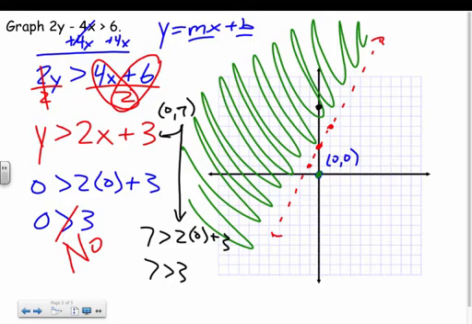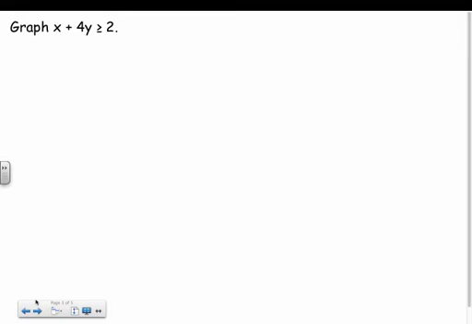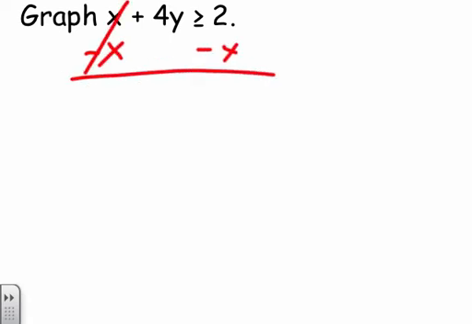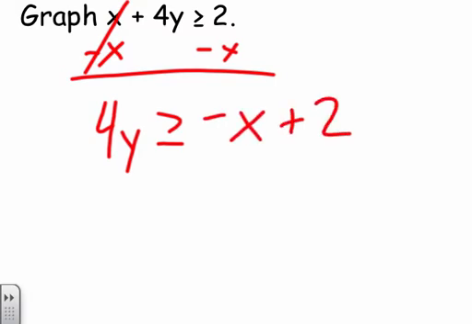Let's try another example. I know I did a lot of explaining there. This time I won't explain as much. I'm just going to do the problem. So same thing. We want to get y by itself. We want to get it in slope-intercept form. I'm going to go ahead and subtract x from both sides. And I'm left with 4y is greater than or equal to, well, let's put my x first. So negative x and a positive 2. I always keep that sign in front. Then to get y by itself, we divide by 4. Remember, if I would divide by a negative on both sides, I would need to flip the sign. But in this case, it's a positive, so I'm okay.